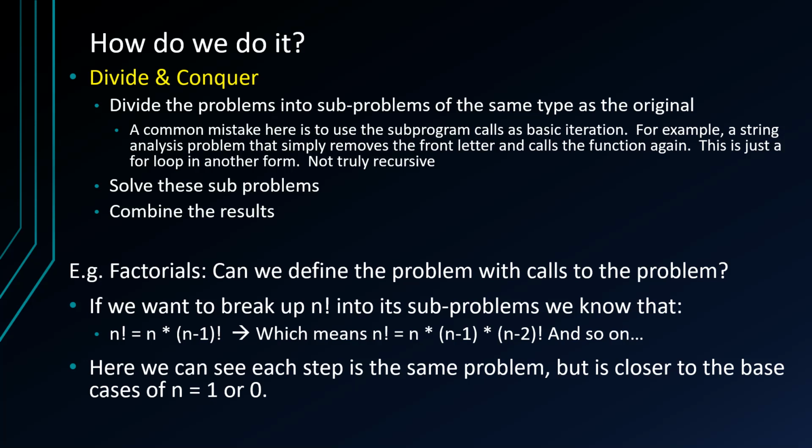So factorials, can we define the problem with calls to the problem itself? Well, that's where we look at the math. And I talked about this a second ago. 4 factorial is the same as 4 times 3 factorial. So let's break that into general terms. If we want to break up n factorial into its subproblems, we know that n factorial is equal to n times n minus 1 factorial. Well, n minus 1 factorial is equal to n minus 1 times n minus 2 factorial.